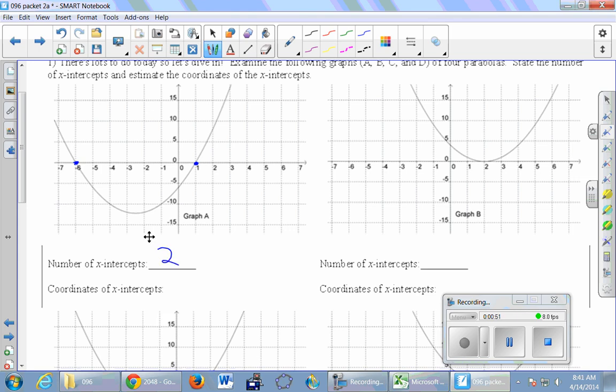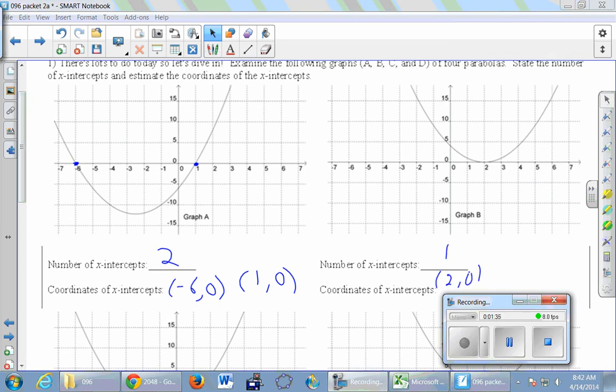And if we had to estimate the coordinates, how about the one on the left? Zero, -6. Everyone agrees? -6, 0. Okay, and then the other one, 1, 0. Okay, 60 seconds to fill in the other 3 graphs. You're counting the number of x-intercepts and you're estimating the coordinates.